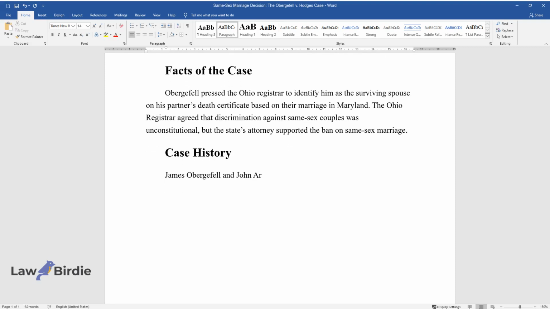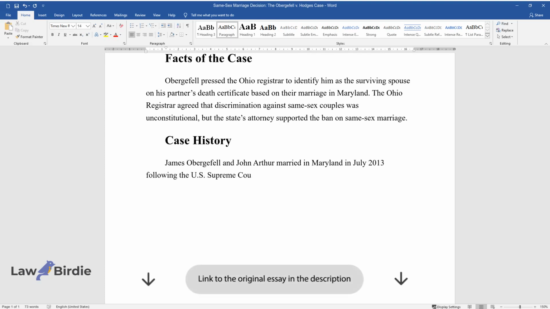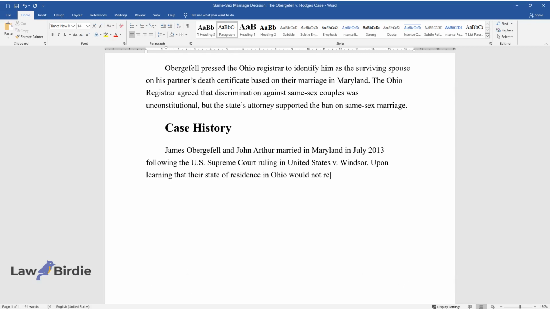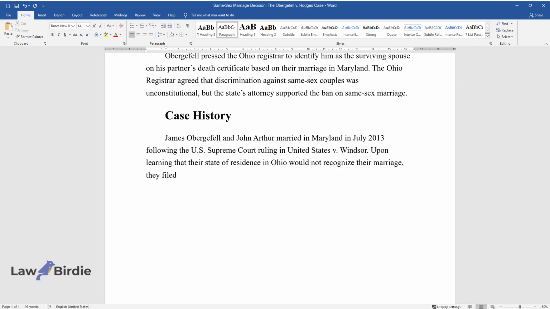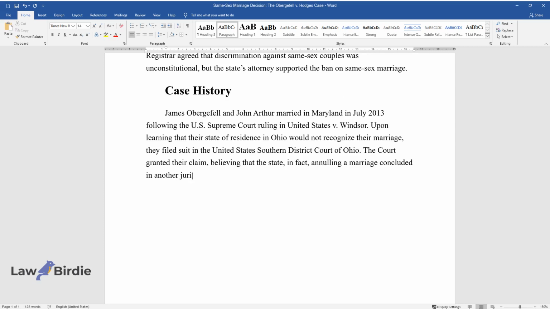Case history. James Obergefell and John Arthur married in Maryland in July 2013 following the U.S. Supreme Court ruling in United States v. Windsor. Upon learning that their state of residence in Ohio would not recognize their marriage, they filed suit in the United States Southern District Court of Ohio. The court granted their claim, believing that the state, in fact, annulling a marriage concluded in another jurisdiction invades the people's privacy.